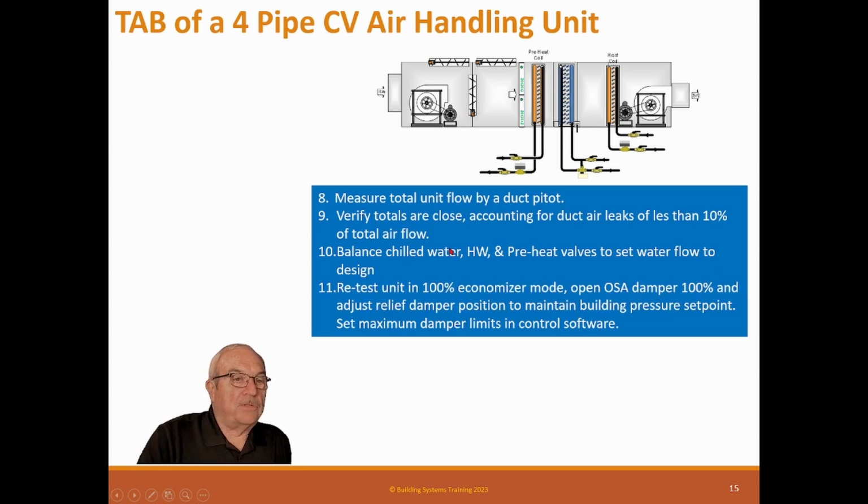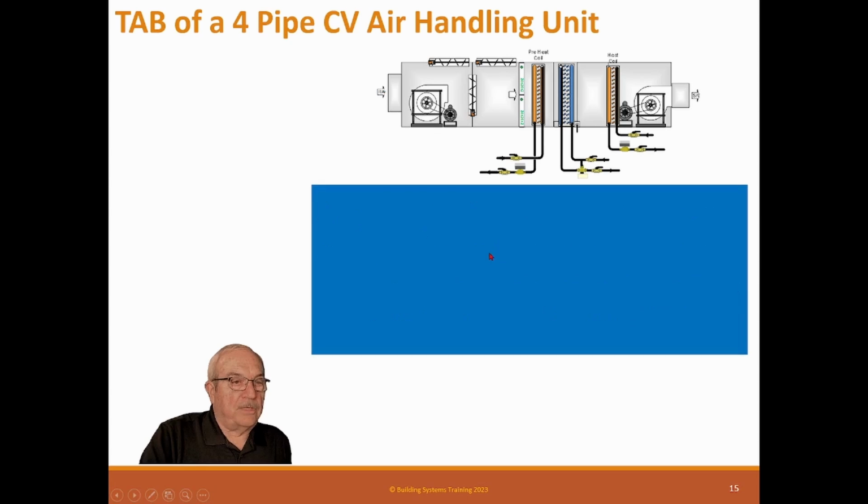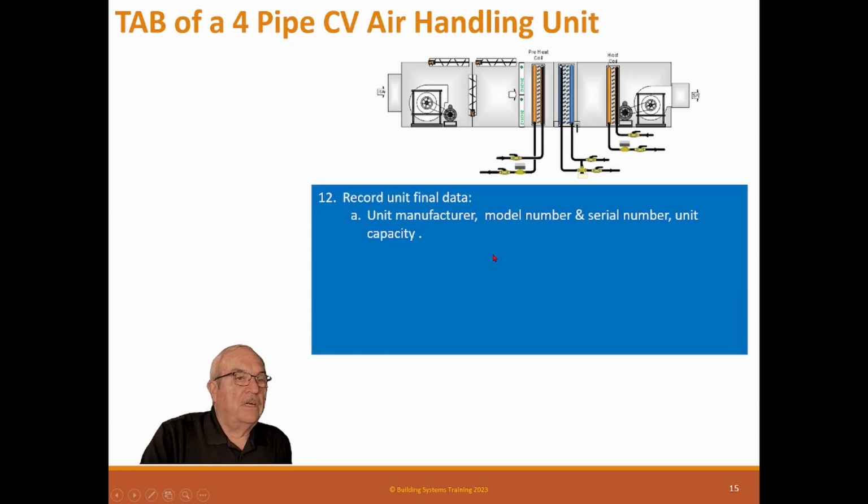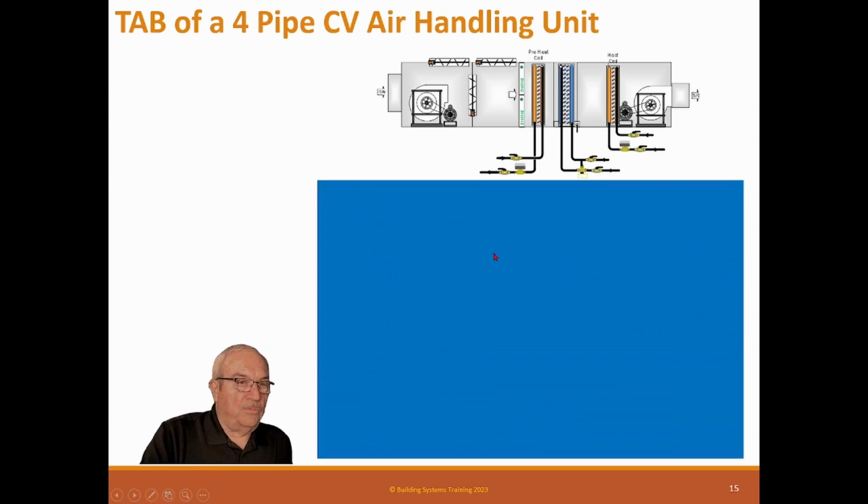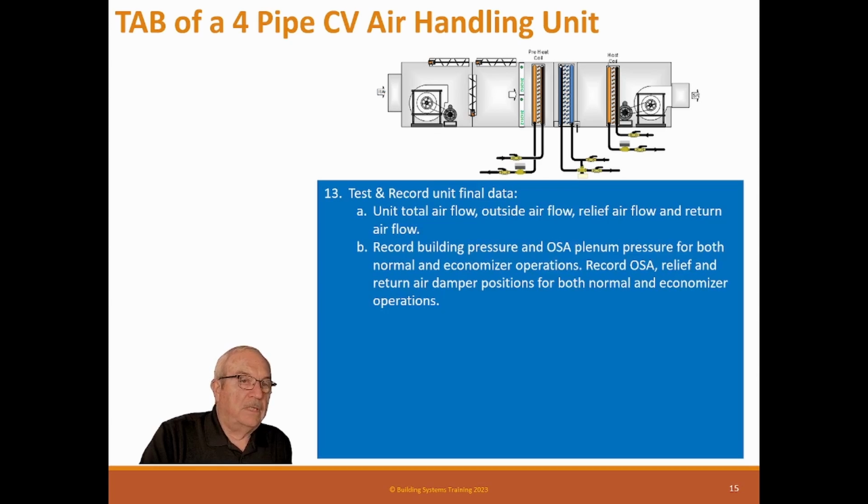Retest the unit in 100% economizer mode. Open the outside air damper 100% and adjust the relief damper position. Maintain building pressure set point. Same thing for economizers. Record all the unit data as you would before. Test and record final data, which is going to be the unit total flow, outside air flow, relief flow, and return air flow. Record building pressure and outside air plenum pressure of both normal and economizer operation.